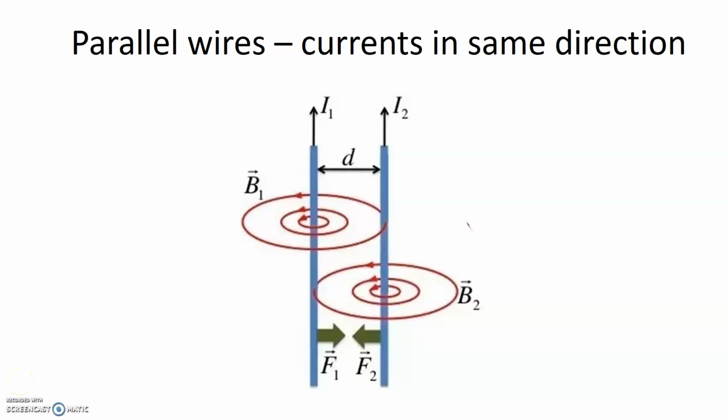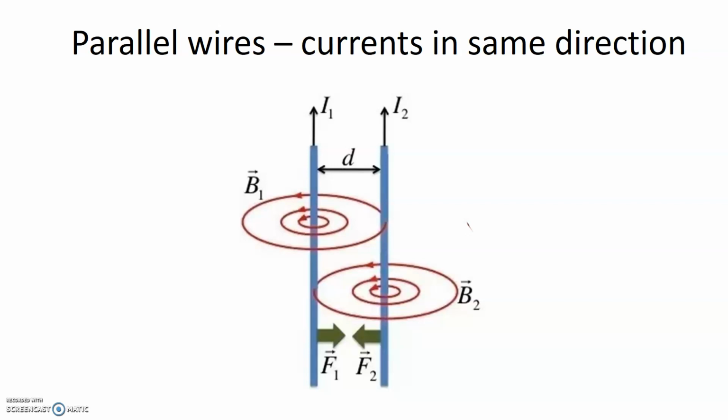Kia ora koutou, this video is about parallel wires. Looking at parallel wires, putting two wires close together going in the same direction, it's a really good example of how we can use our right-hand rules to figure out things about the magnetic field and the force between the wires. It's also a context that has been used in the exam before, so it's a good one to look at.